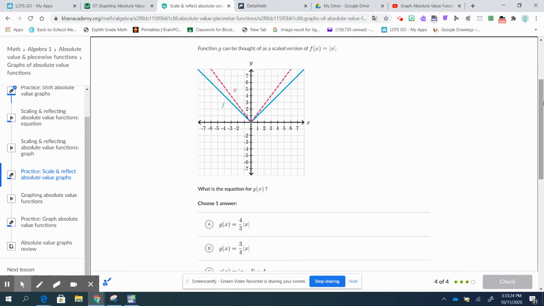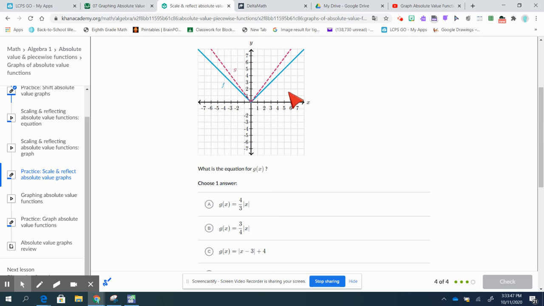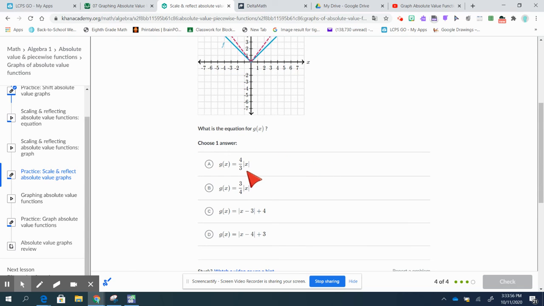Okay, let's do another one here. Function g can be thought of as a scaled version of f of x equals the absolute value of x. Okay, that just means this was f of x, right? And then now we need to find the equation for g of x. Okay, we can see once again it didn't move up or down, right? And it also did not go across the x-axis. It's not facing down. So we know we need a positive slope. Okay, but this time we have all positive slope.